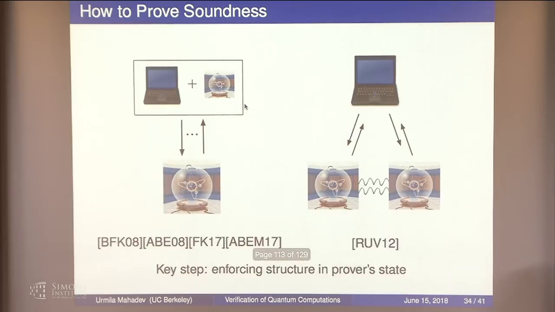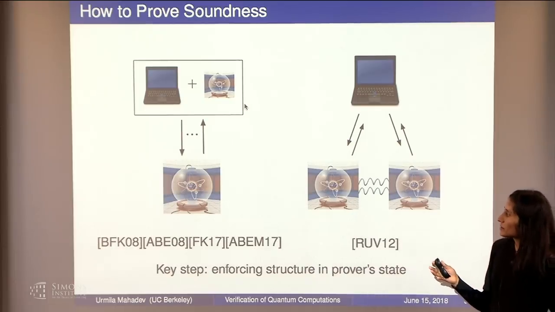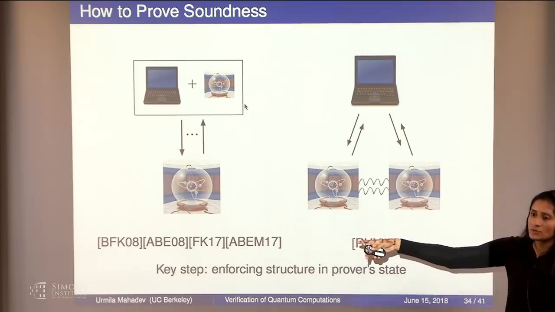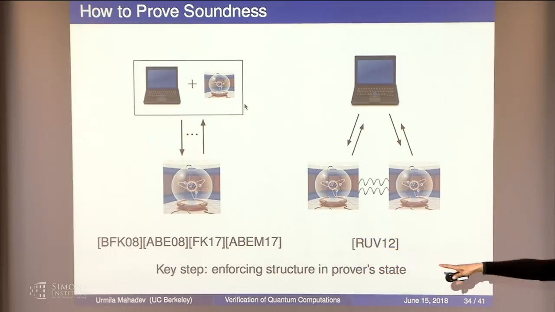Remind me, what were the FK17 and the ABM17? What did those do? Because the soundness proofs and both of the initial results were incorrect to varying degrees. Oh. Yeah. So those are corrected. Yeah.